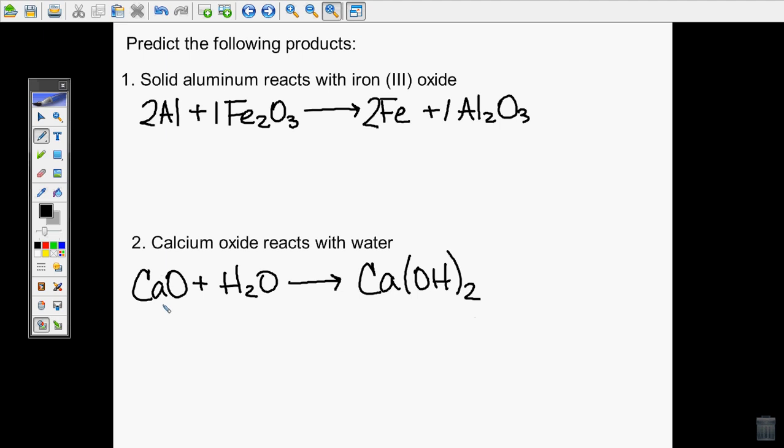So now we're going to do our metals first. So I have 1 calcium, so that's okay. I have 2 hydrogen, so that's okay. And then over here I've got 1, 2 oxygen, 2 oxygen here. Oh good, so it's already balanced. So if you want to go back and fill in with ones to make yourself feel better, you can.